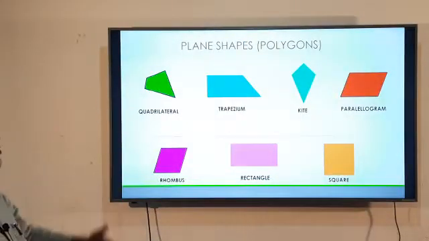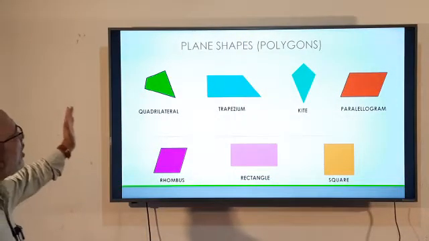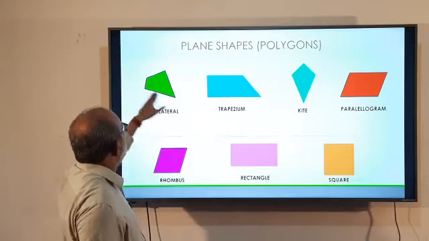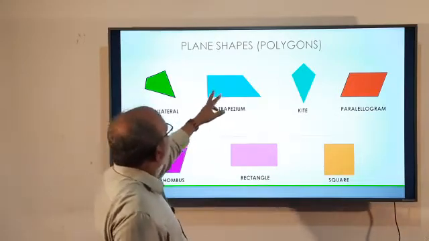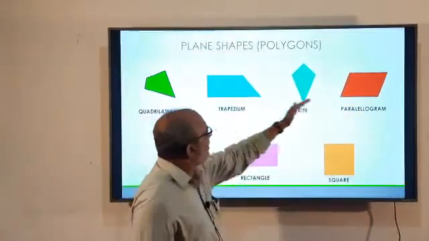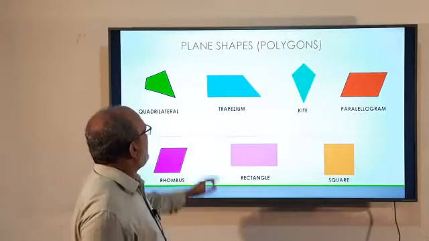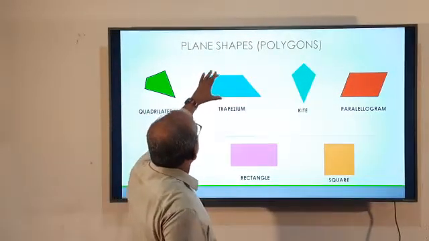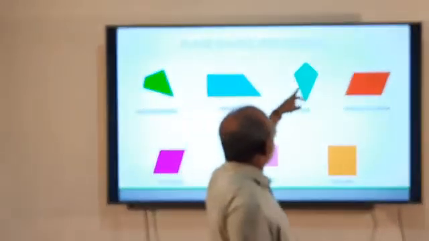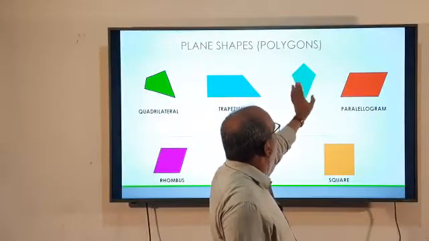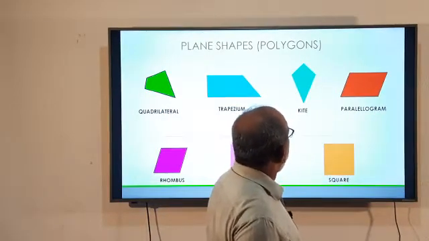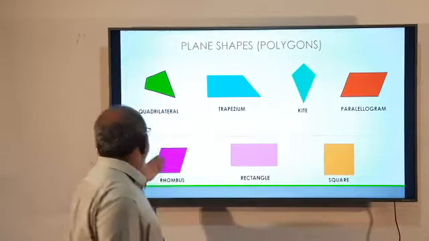See some plane shapes, all these are polygons, all are quadrilaterals. A quadrilateral is a plane shape with four sides. All the remaining 1, 2, 3, 4, 5, 6 are special quadrilaterals. Here, trapezium has a pair of parallel opposite sides. Here we have kite, consecutive sides are equal. Here we have parallelogram, opposite sides are equal and parallel.